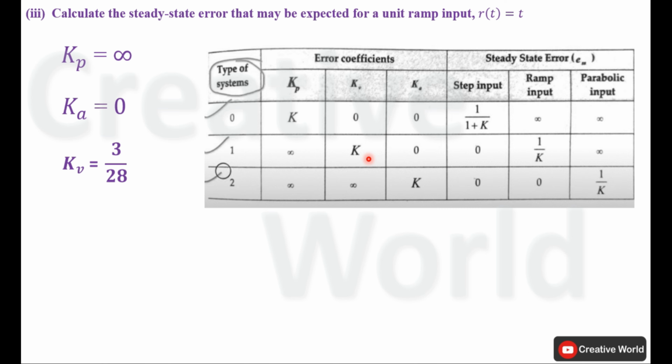So we have position error constant infinity, acceleration error constant 0 and velocity error constant 3 divided by 28. Now for the calculation of steady state error in response to the ramp input signal, we simply take the inverse of this Kv. Steady state error will be 1 divided by Kv, and the value of Kv is 3 divided by 28. So steady state error will become 28 divided by 3.